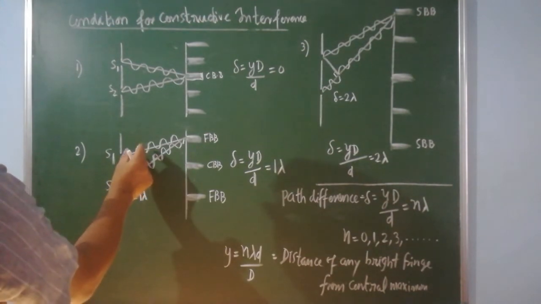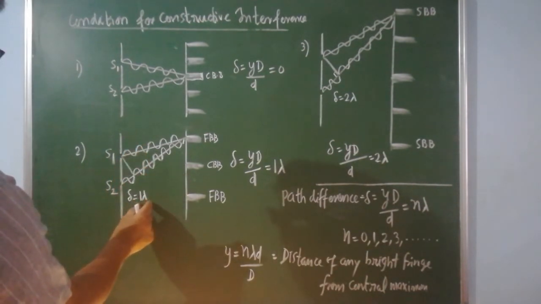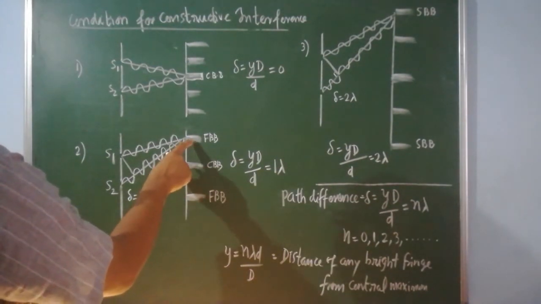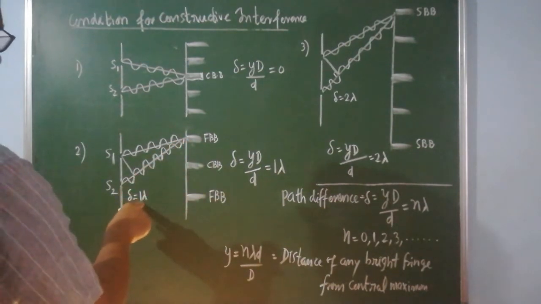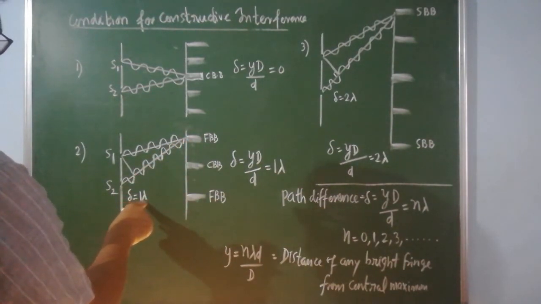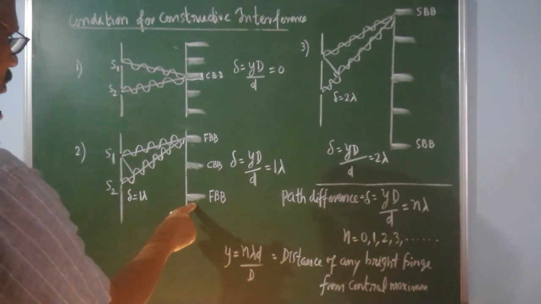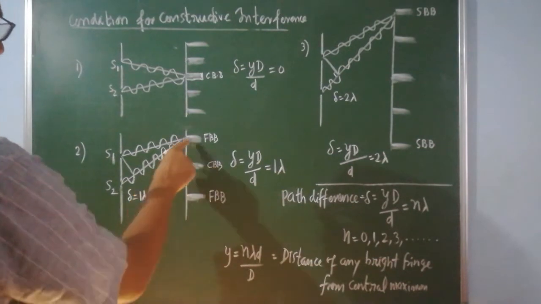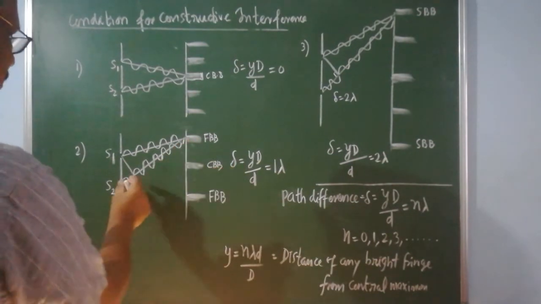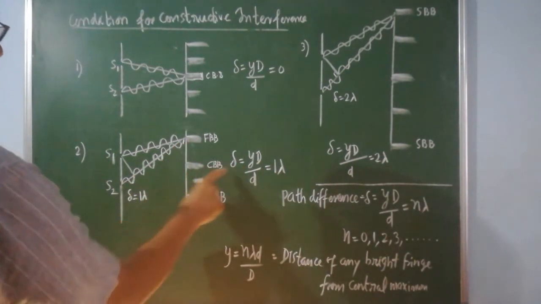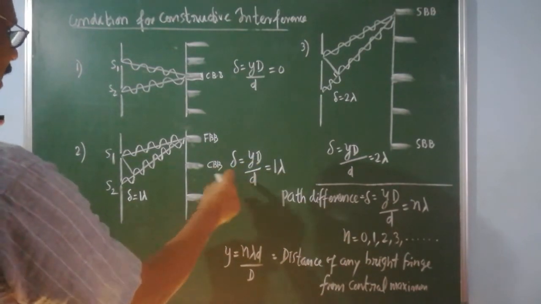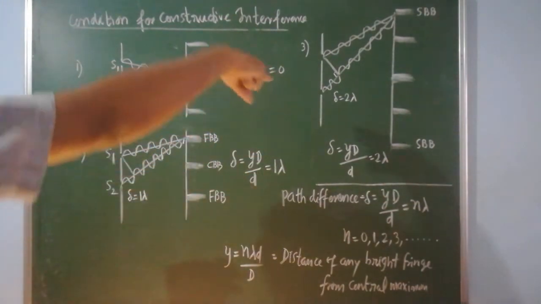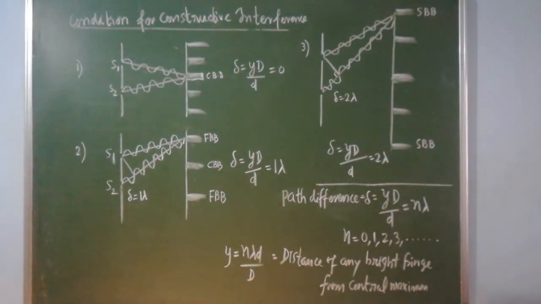So the path difference between the first wave and second wave is how much? 1 lambda. Is it clear here, which kind of band will be created? The first bright band will be created. The same condition, path difference equal to 1 lambda, is applicable to the first bright band on the other side also. So how will you write the condition for the first bright band? Path difference must be equal to, its expression is how much? yd divided by small d. This path difference must be equal to 1 lambda. Are you clear?